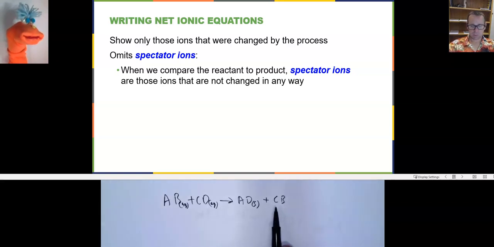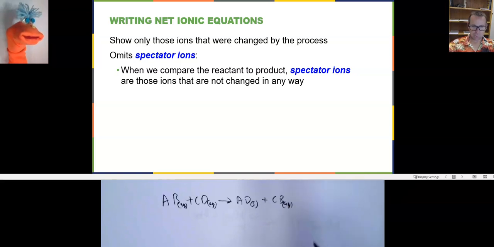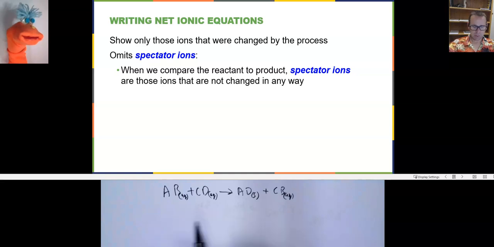How did I know C was going to be first here? I memorized it. No, you didn't memorize it. C goes first because it's a cation, right? This is a cation, anion, cation, anion. We always put the cations first. So in this metathesis reaction, what we have here is ions dissociating. From this, we form an ionic compound, ionic reaction, right?